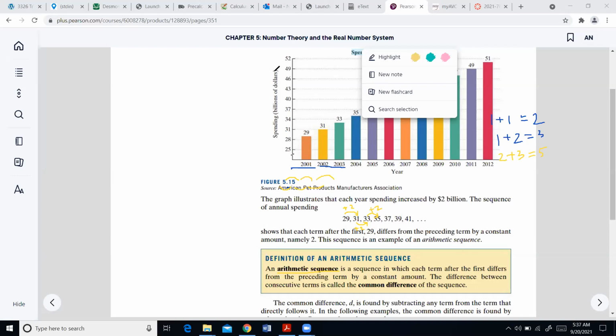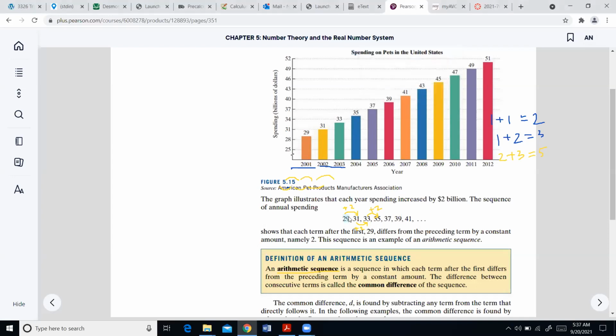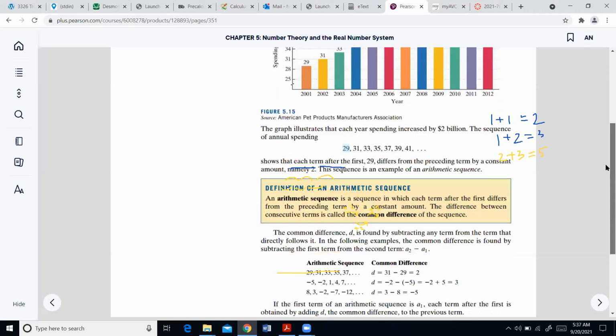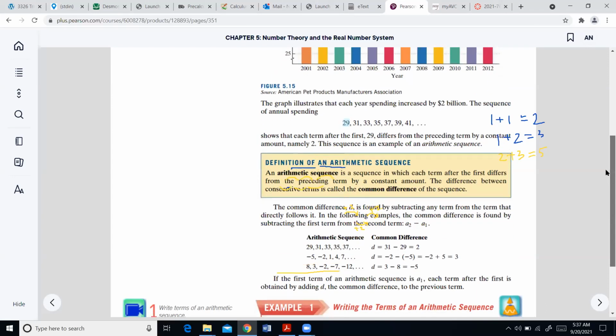So you can nicely describe this infinite sequence just by telling what your first number is, where you start, 29, right? And then you also tell how much you add. And that's how you can produce all of these terms of the sequence. And that's exactly what they're talking about here down below. So they say the difference in between terms here is 2. And the first term is 29.